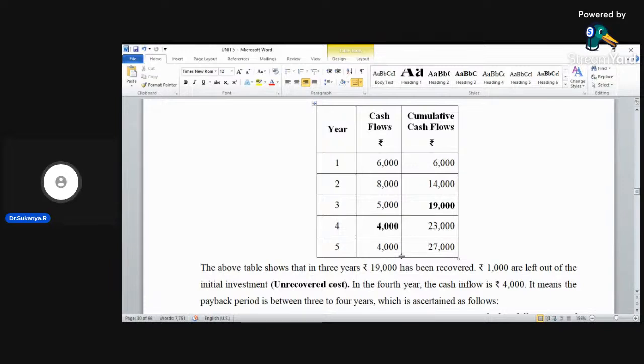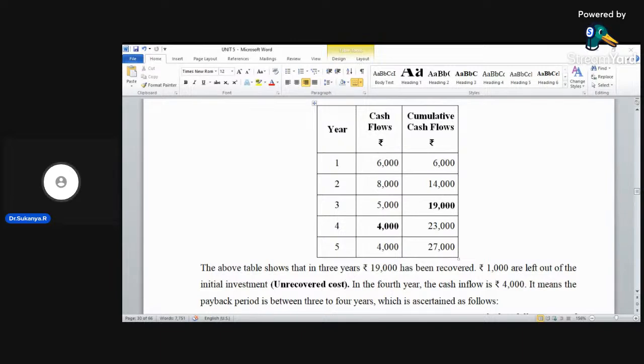So you have to find out as a first step whenever you're calculating the payback period, and whenever you have uneven cash inflows, that is the cash inflows is different for each and every year. During such a time, you have to go into cumulative cash inflows. So, how will you find out the cumulative cash inflows, dear students? As I told you, in the first year, it will be the same amount, that is 6,000, the same 6,000 is here.